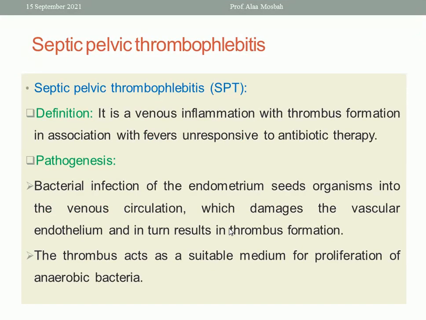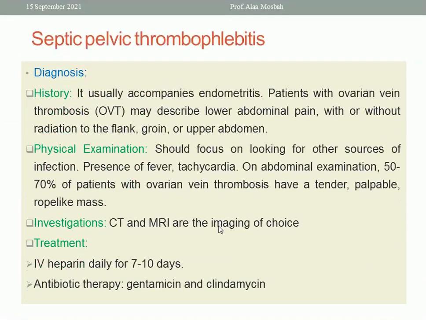Septic pelvic thrombophlebitis is a venous inflammation with a thrombus formation in association with fever that is responsive to antibiotic therapy. Bacterial infection of the endometrium seeds the organism into the venous circulation, which damages the vascular endothelium and in turn results in thrombus formation. And the thrombus acts as a suitable medium for proliferation of anaerobic bacteria.